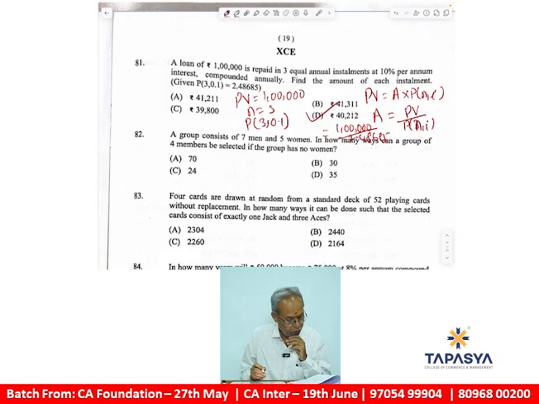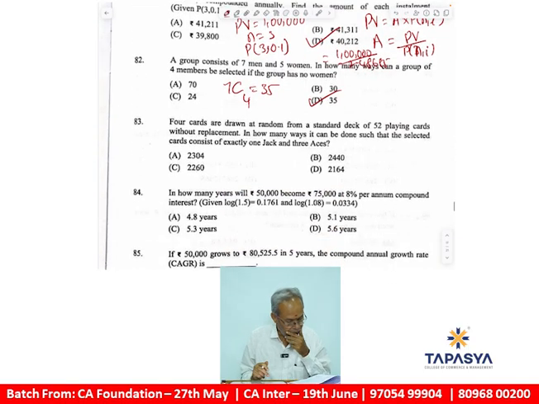Is it clear? Next comes 7 men and 5 women. In how many ways can a group of 4 members be selected with no woman? No woman in the group means all 4 members must be men only. So that can be done in 7C4. The answer is 35. Right?